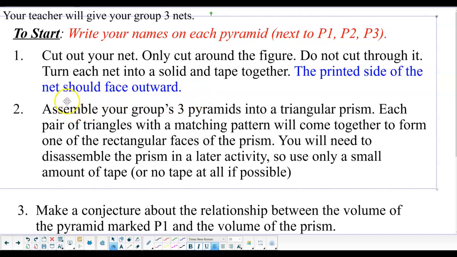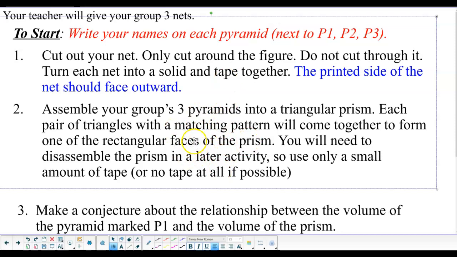All right? Your job then is to assemble the 3 pyramids. So once you have all 3 pyramids created and taped together, then you're going to put all 3 of them together to form a triangular prism. Each pair of triangles with a matching pattern will come together to form one of the rectangular faces of the prism. You will need to disassemble the prism later on, so if you are going to tape it together, please use very little tape on putting the 3 pyramids together. If possible, try to do it without using tape at all, so it's easy to disassemble. These directions are also found on 12.3 activity in your book, so you can read through them.